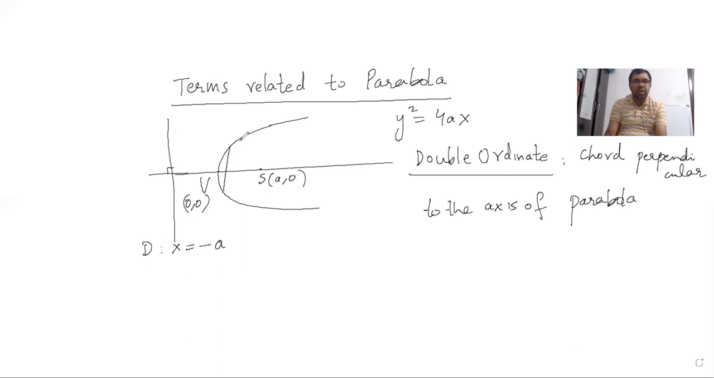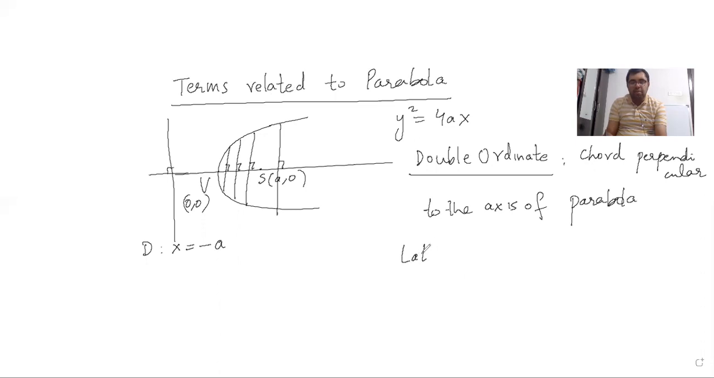This chord is perpendicular, this chord is perpendicular. So all the chords which are perpendicular to the axis of the parabola are called double ordinates. Okay, so there are infinite double ordinates for any particular parabola.